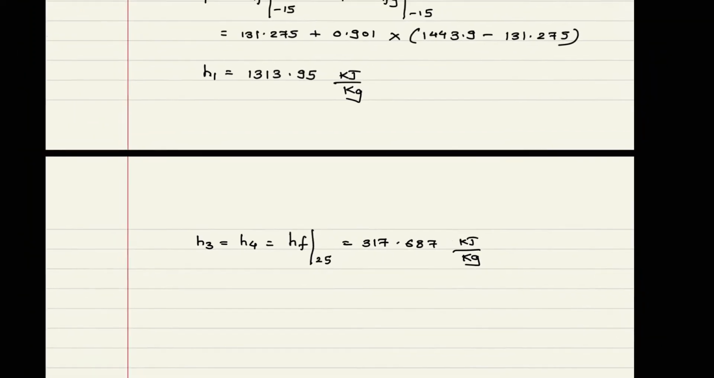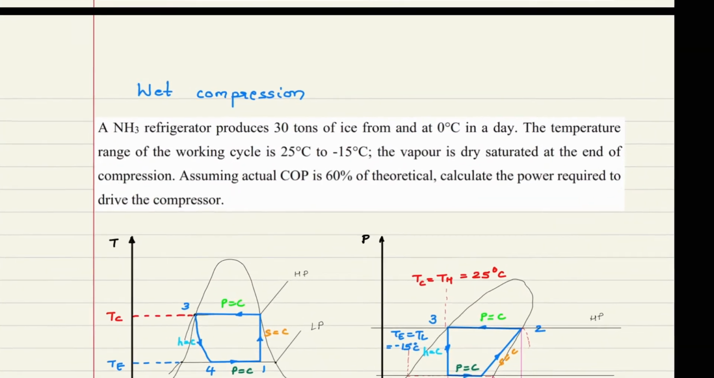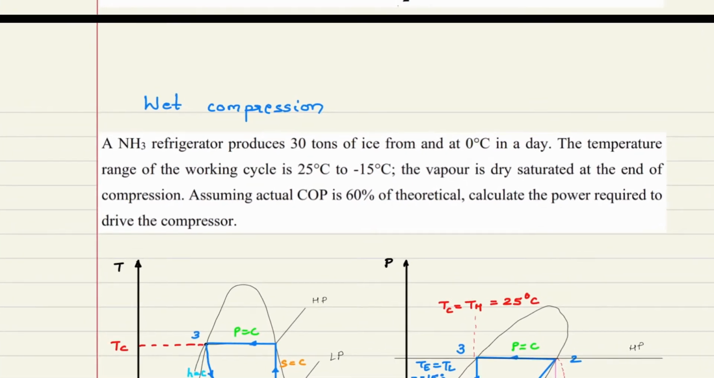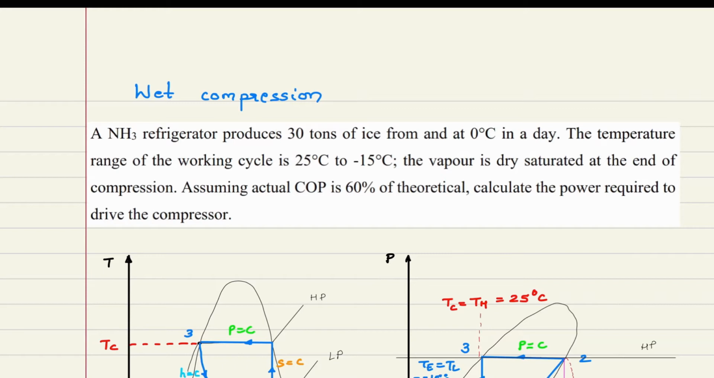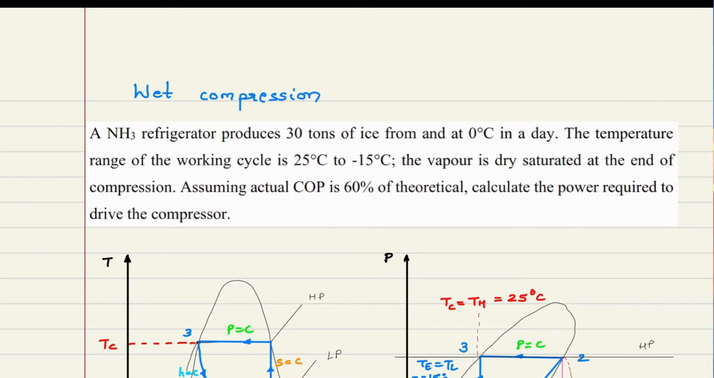Now we'll see the question again and check what is asked. Okay, now in this question, we have calculated all the enthalpy values. What is the tonnage given? 30 ton of ice. Okay, so what will be mass of ice? It will be 30,000 kg. Okay, so we have to convert 0 degree Celsius of water to ice at 0 degree Celsius. And what is the time period given here? 1 day. Okay, so from here we can calculate what is the rate of heat which has to be removed. Okay, so I'll write down first part, power required to drive the compressor.